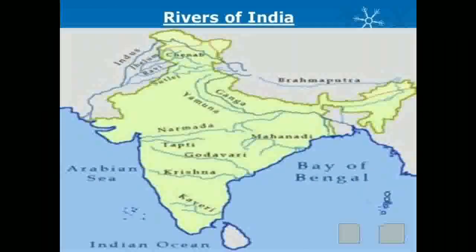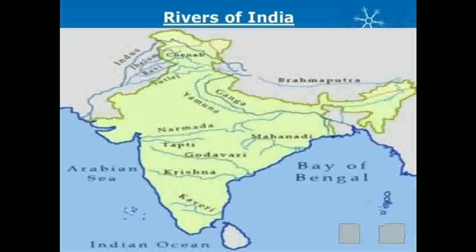Now here is a map of India. This map shows the different rivers in different parts of India. At the top we have the Indus River, and it is joined by a number of tributaries like Jhelum, Chenab, Ravi, and Satluj. To the right side, it is Brahmaputra, and in the middle it is Ganga. To the south of Ganga, it is Narmada.